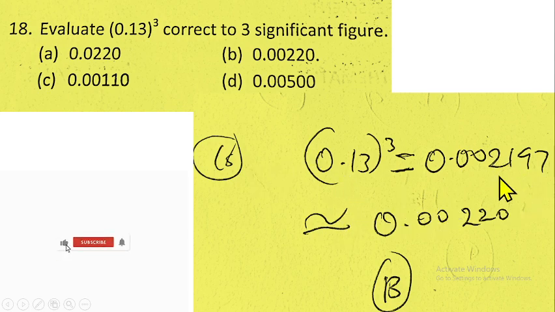This is the first significant number, second, and this is the third. Then look at the number after it, which is up to 5. That means round it up to 1 and add it to this 9. So if 7 is up to 5, round it up to 1, add it to the 9, that gives us 0 here. That can give us 2. So that means you're having 0.00220 to 3 significant figures. And if you look at the options provided, option B is the correct option in question number 18.